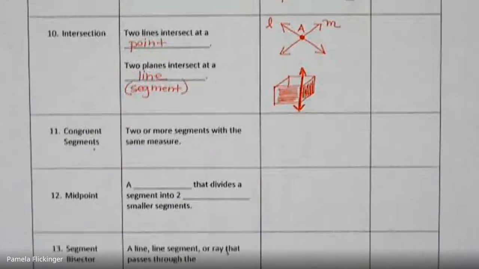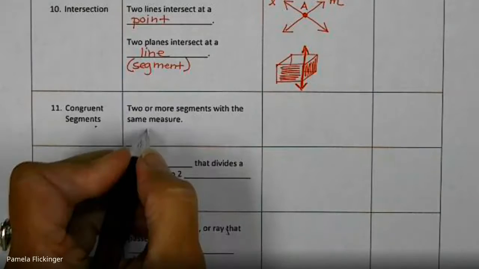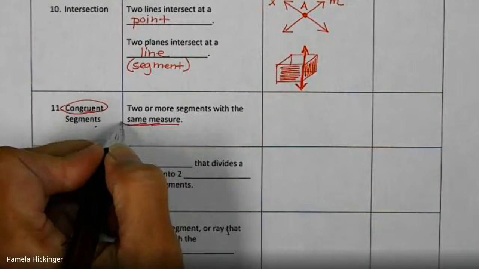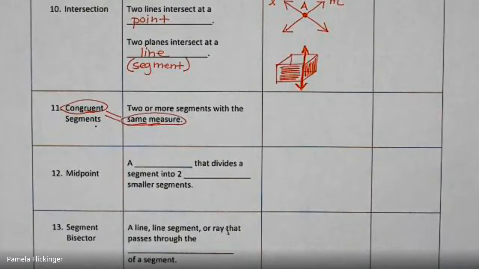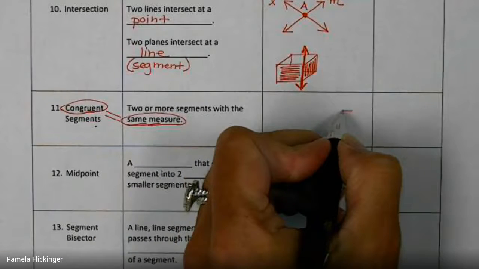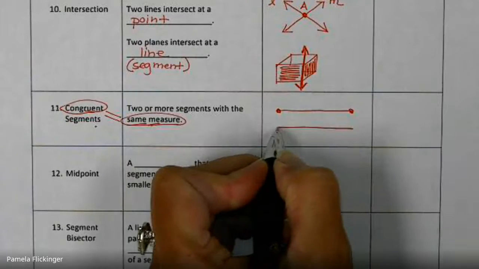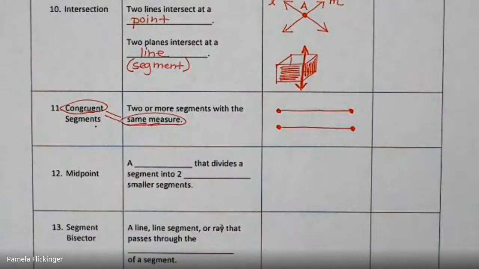All right, almost done. Congruent segments. We are going to use this word congruent a lot. All right, when you hear the word congruent, things have the same measure. So if we have congruent segments, then we have two segments that have the same measure. All right, so remember these go together. Congruent means same measure. All right, so what would that picture look like? So what I want you to do is draw two segments that look as if they are the same length. We don't need to get a ruler out, just eyeball it.